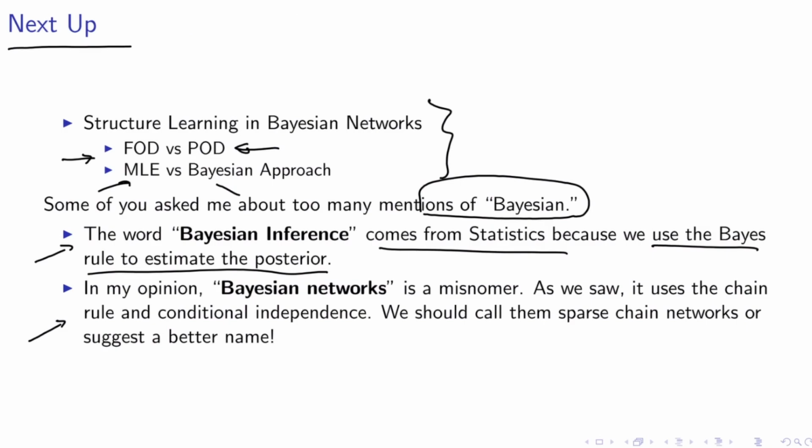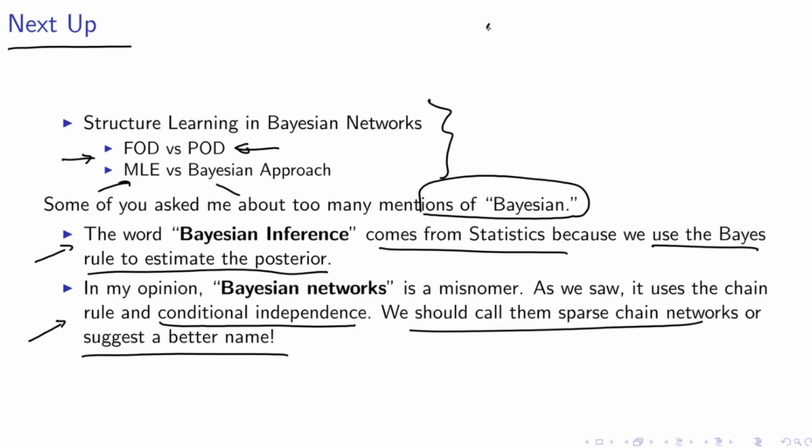What we actually do in Bayesian networks is use the chain rule and apply conditional independence properties on top of the chain rule. So if I were to go back in history and rename Bayesian networks, I would call them sparse chain networks because they're using the chain rule of inference. If you want to suggest a better name and change the field, you're welcome to do so.